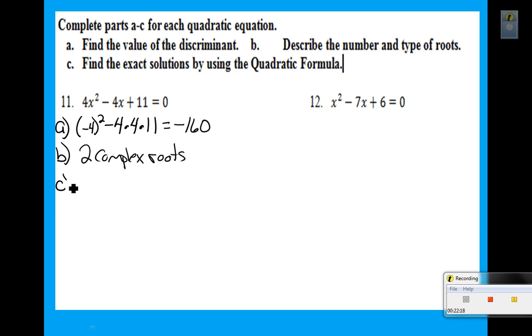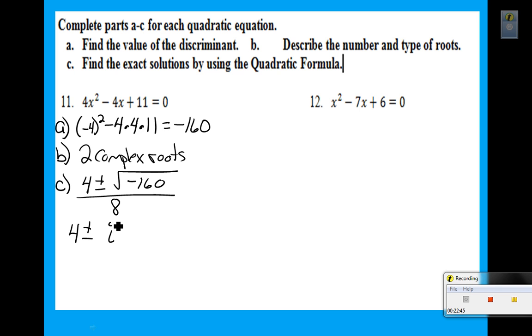Now let's go finish off the quadratic formula. So I've got the opposite of b plus or minus the square root of the negative 160. Let me write that a little nicer for you. Negative 160, all over 8. Now I need to reduce this. So I got 4 plus or minus.